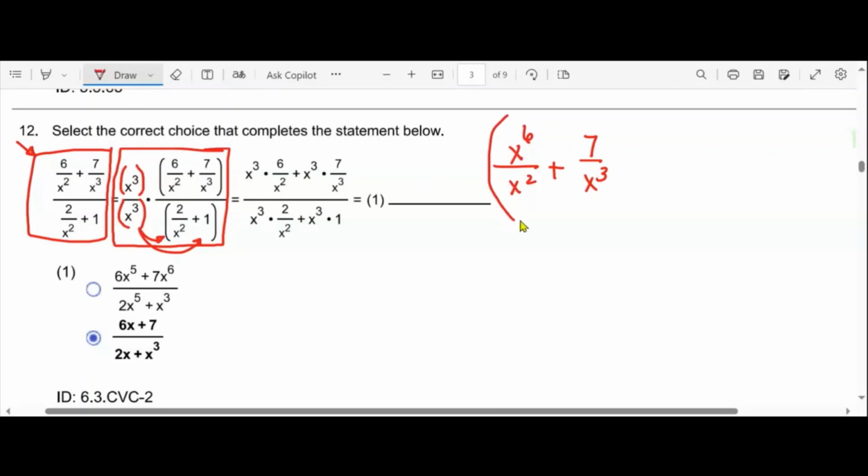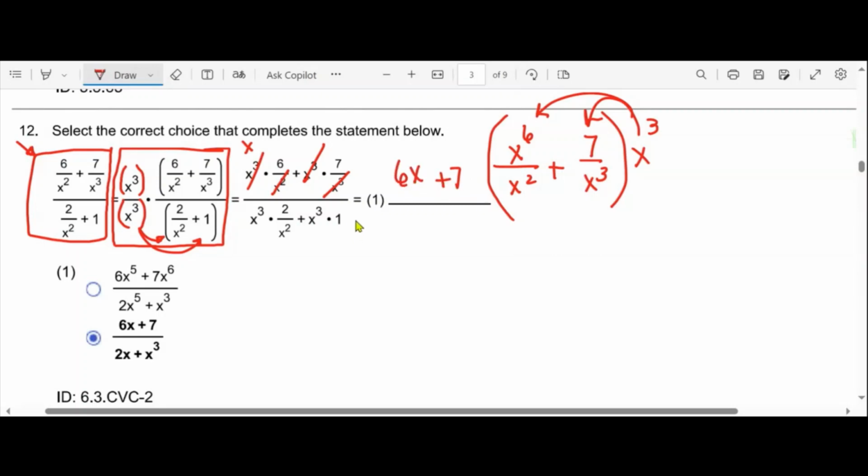I need to get rid of x cube. What should I do? Multiply times x cube. How many times do you have to distribute? 2 times. Yes. So you're going to get what? X cube times 6 over x squared. Can I cancel this with this? You subtract. What do you get? X. Can I cancel this with this? Yes. And you get how much? 7. We have here 6x plus 7.